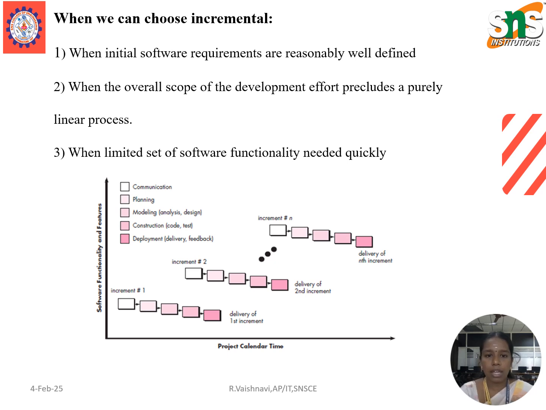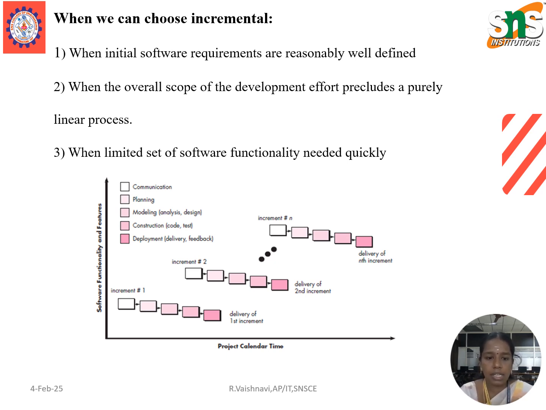Here we have the diagram for the incremental process model. The first one, the white color denotes the communication phase. Second one will be the planning, and then third one will be the modeling. Here we have the analysis and the design process. Fourth phase will be the construction phase. Here we have the coding and the testing. Fifth one will be the deployment. Here we have delivery and the feedback processes.